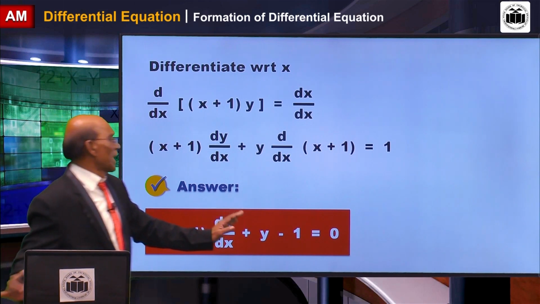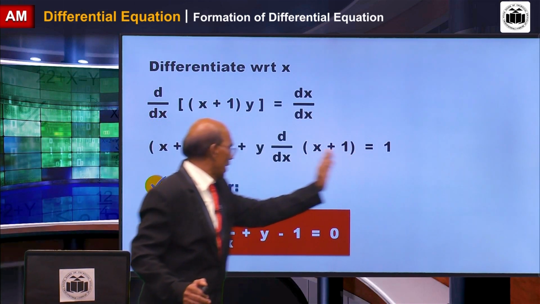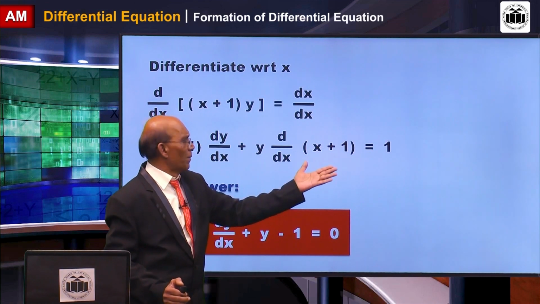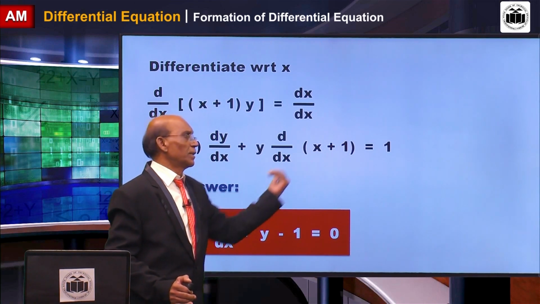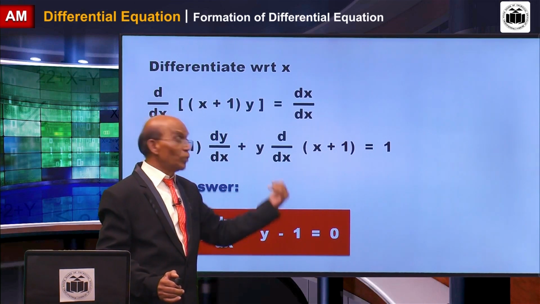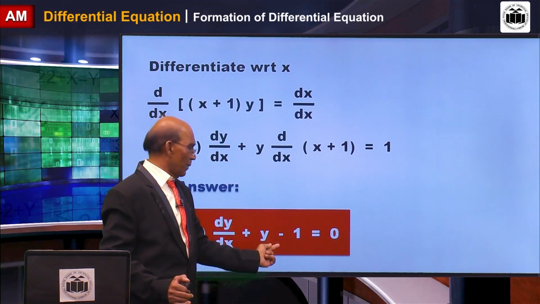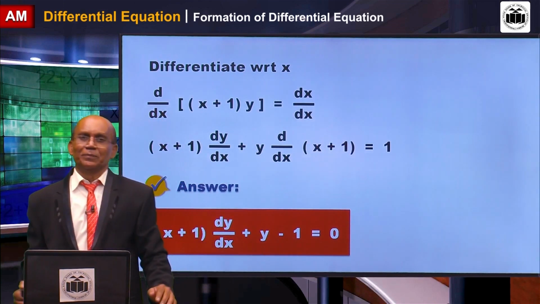Simply we can transfer this 1 from the right hand side to the left here. After transferring any term, whatever it may be, from the right hand side, the sign should be opposite. If there is a positive sign, we write minus 1. If there is a negative sign, we write positive sign.